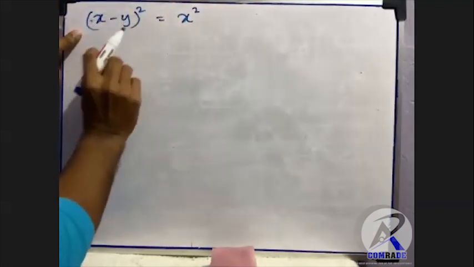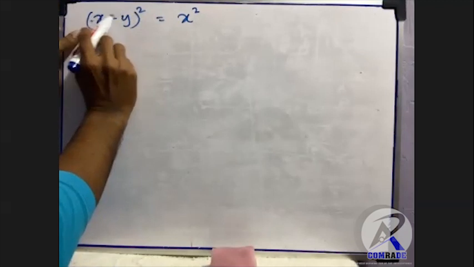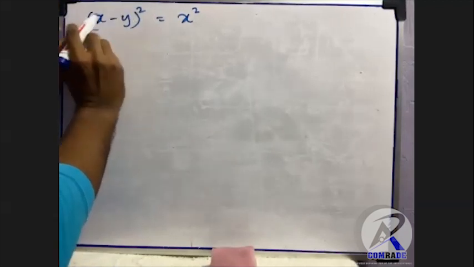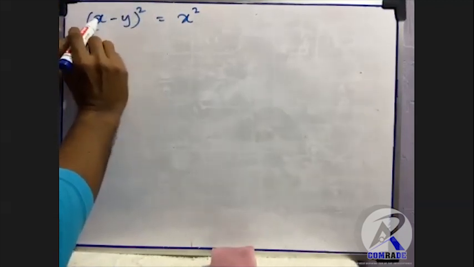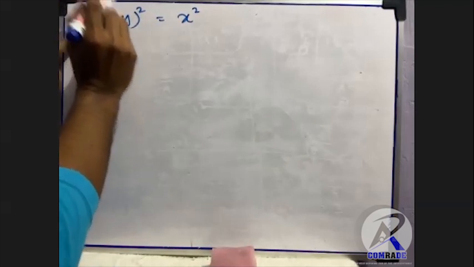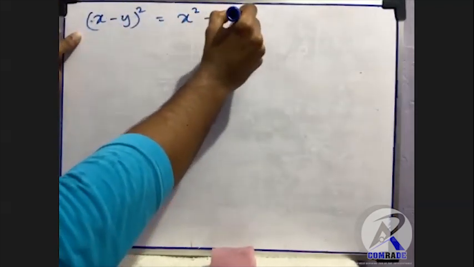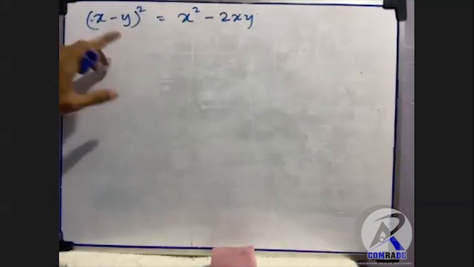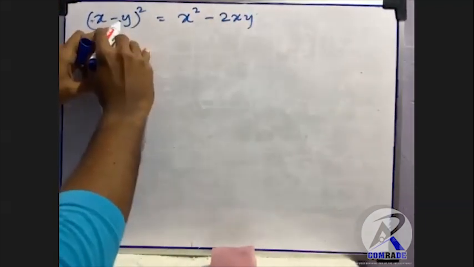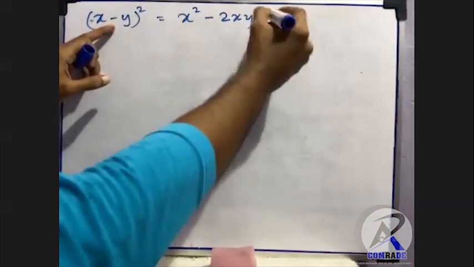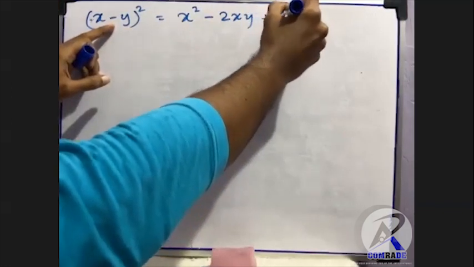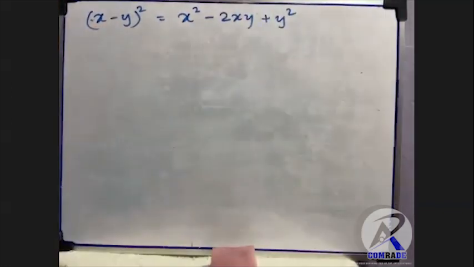x squared, then 2 into x into minus y, that is minus 2xy. And minus y into minus y means plus y squared. Okay, that's the answer for that.